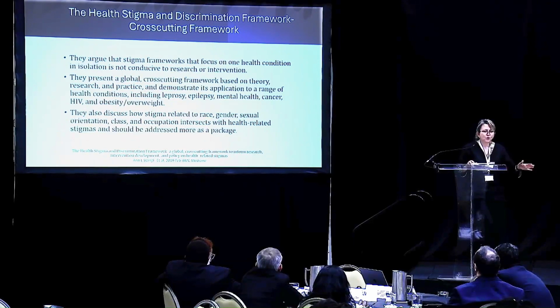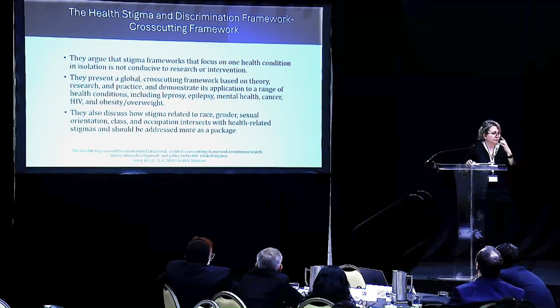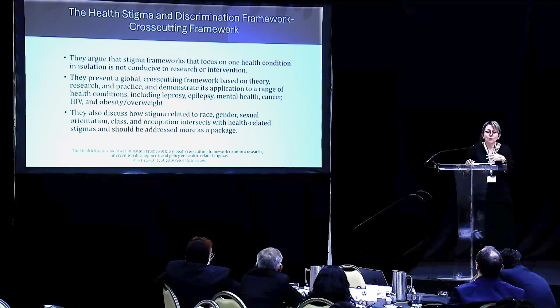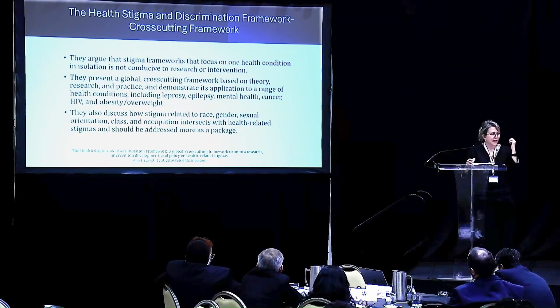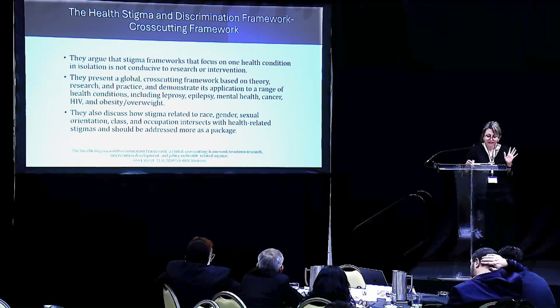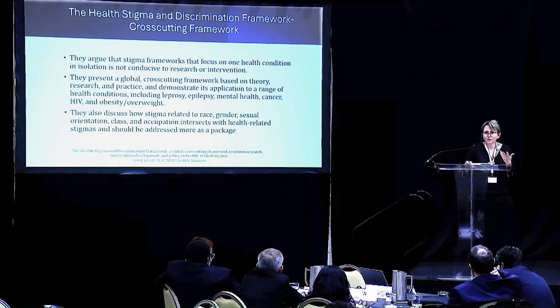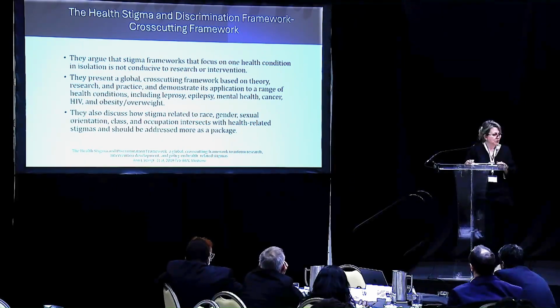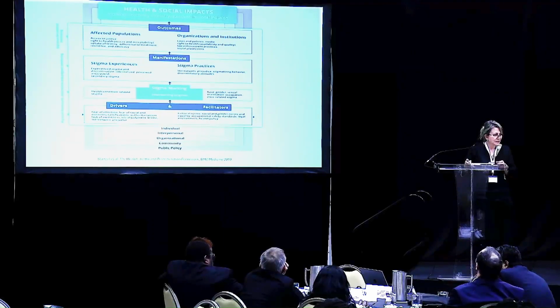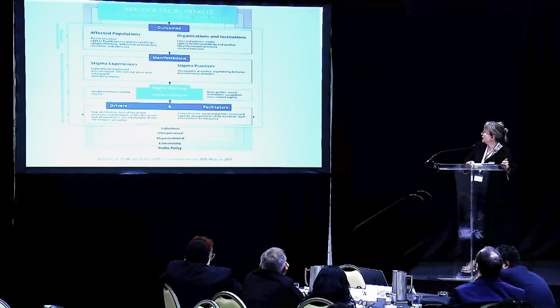So they present a global cross-cutting framework to address all the conditions, HIV and TB and obesity and race and sex and class. So our job is cut out for us, but really they argue that we have to put it all together. It's much more effective. So this is the framework that they're proposing.